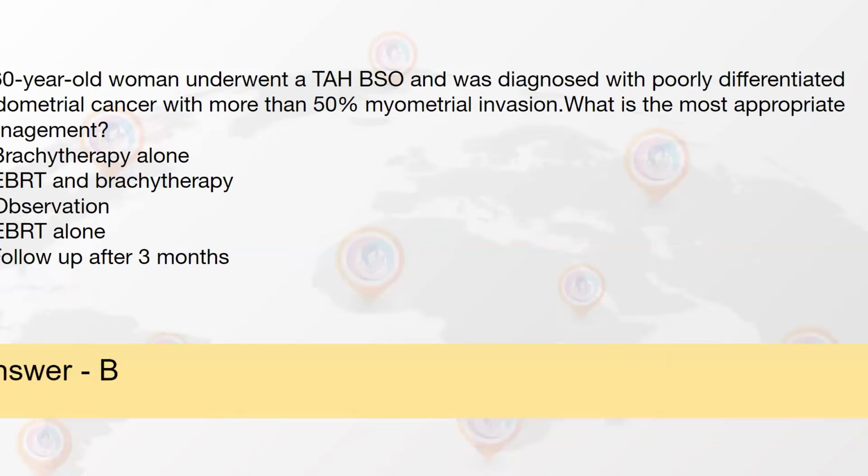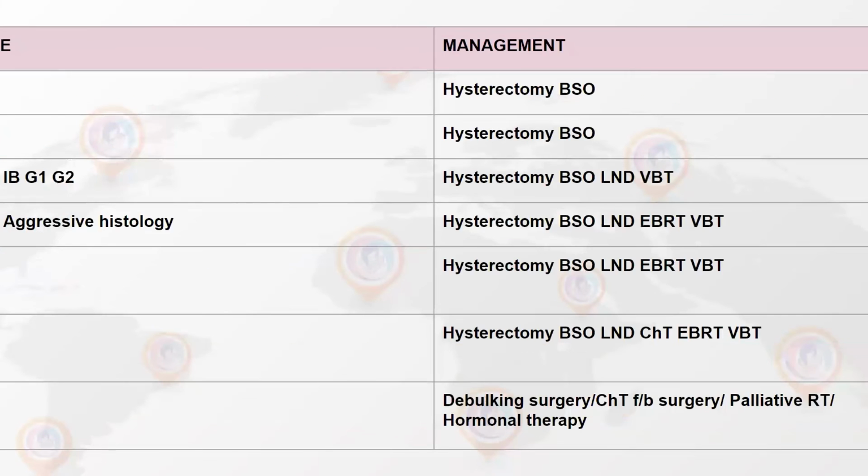So here the answer is EBRT and brachytherapy. Because it is poorly differentiated with more than 50% myometrial invasion, you have to go for both EBRT and brachytherapy. So now let us look at the management, how to manage.